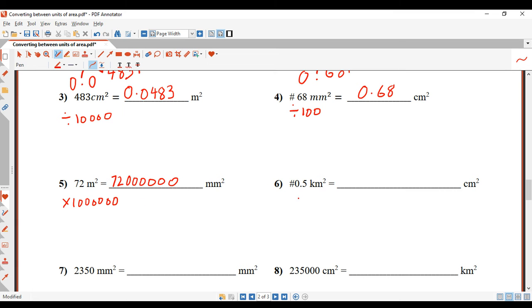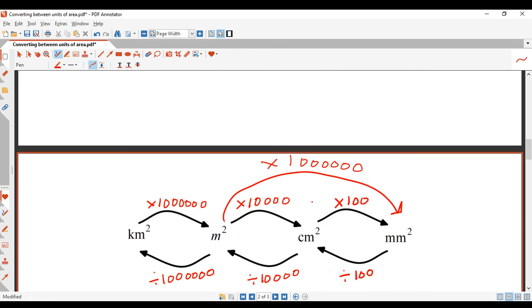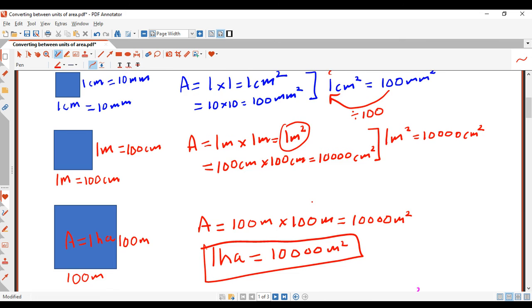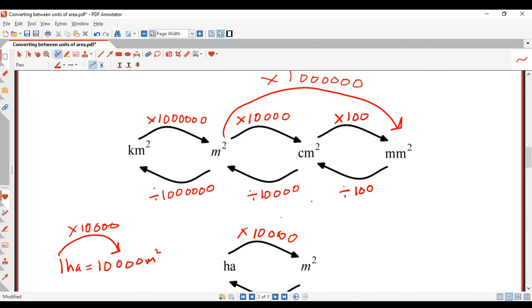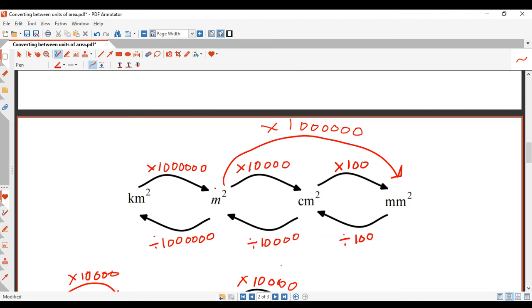Now let's have a look at the next question. You're going to pause the video now and have a go at this one, converting 0.5 kilometers squared to centimeters squared. So going back up the top, kilometers squared to centimeters squared. Okay, so to go from kilometers squared to centimeters squared, I'm doing 2 jumps, aren't I? I'm timesing by 1,000,000 and I'm timesing by 10,000.